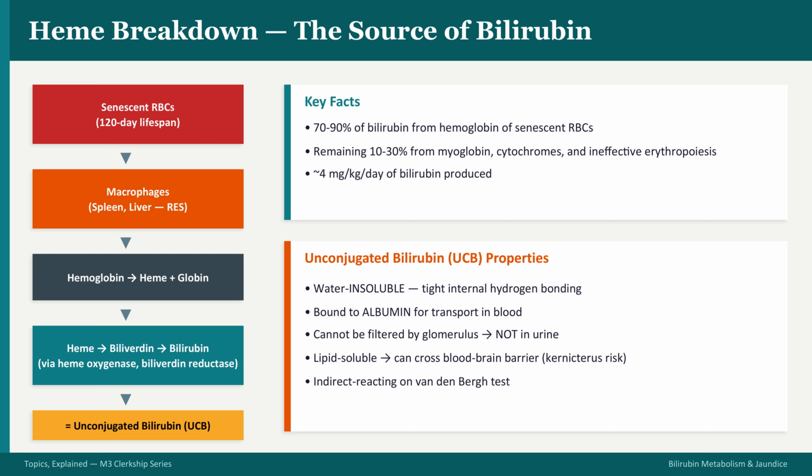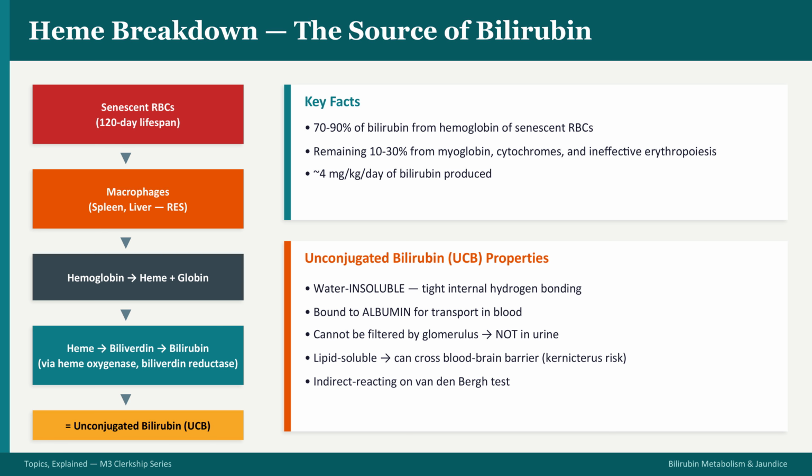The entire process begins in the reticuloendothelial system, primarily macrophages of the spleen and liver. Heme oxygenase cleaves the porphyrin ring of heme, producing biliverdin, carbon monoxide, and iron. Then biliverdin reductase converts biliverdin into bilirubin. Now here's the critical point. This unconjugated bilirubin is water insoluble.